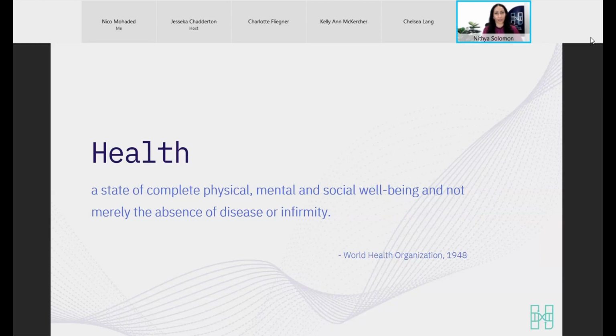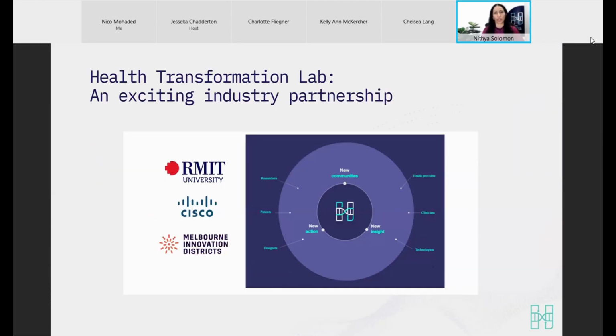As I mentioned before, the RMIT Health Transformation Lab was set up as quite an exciting industry partnership between RMIT University, Cisco Systems and the Melbourne Innovation District. It's probably hard to see from this particular image, but we were set up as a place where we could operate at the intersection of design, health and innovation to solve in new ways and test the solution of some really challenging problems in health. There really hasn't ever been a better time to think radically and disruptively about what needs to change within the health system, in particular when you view it through the lens of design.